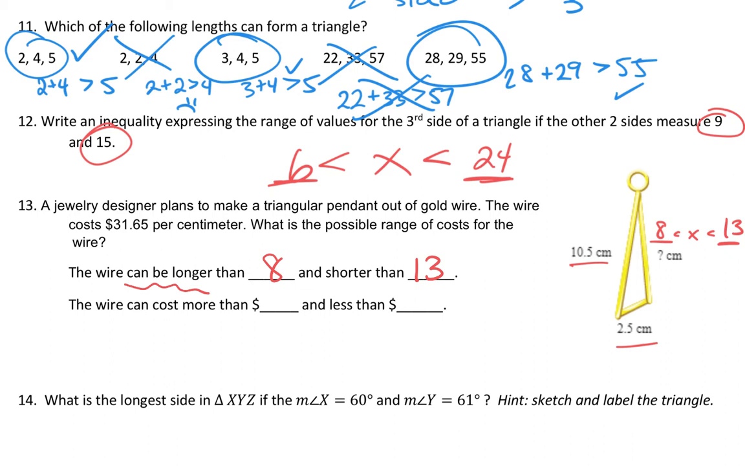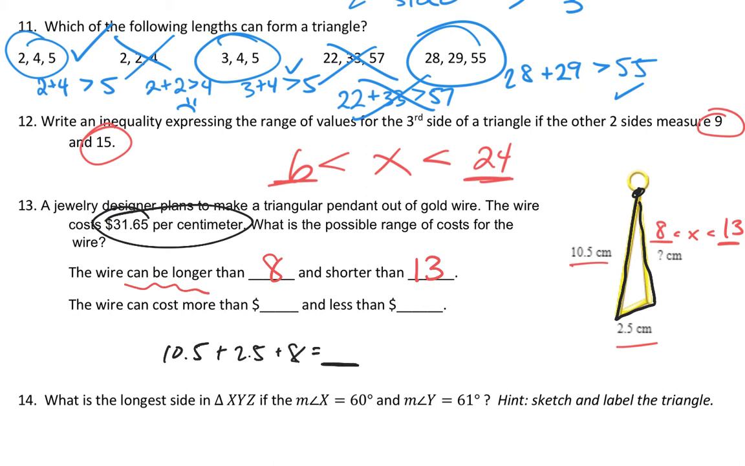Now, here's the deal. We want to find out how much it's going to cost us. It's going to cost us $31.65 per centimeter, but I need enough material to make the whole thing. So for the smallest we could do, the minimum cost, 10.5 plus 2.5 plus 8 is the amount of material I need. What is it, copper? Gold? Oh, gold. That's the amount of gold. Then I'm going to have to multiply it by 31.65 because that's the cost of the gold per centimeter.